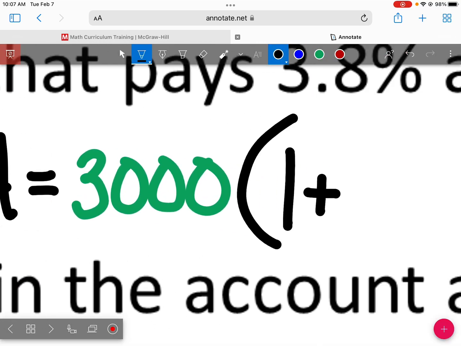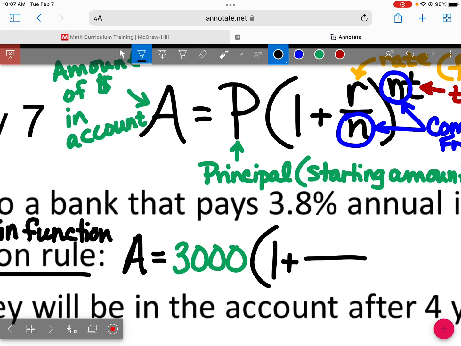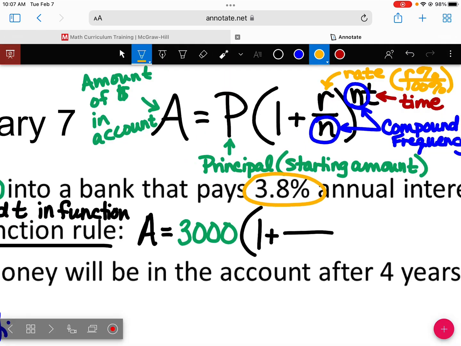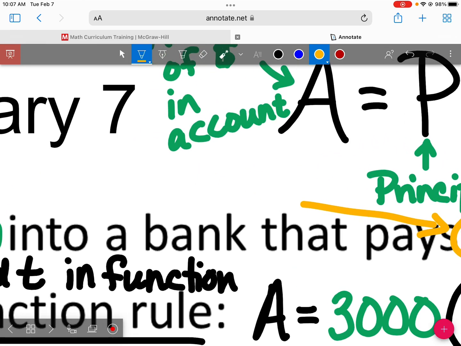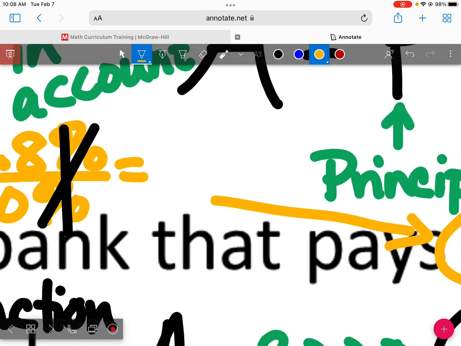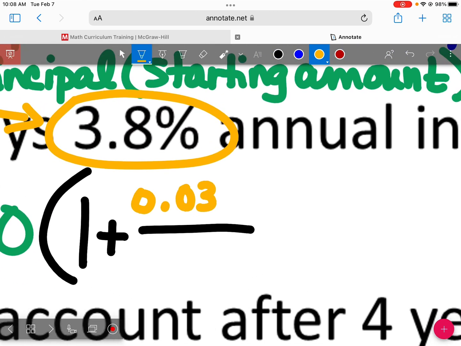It's going to be 1 plus, and then I have this fraction. What goes on the top of the fraction? 3.8, but that has a percent sign in it, so what do I have to do to it first before I can use it? Divide it by 100. So 3.8% divided by 100%. That makes my percent signs cancel, and it's going to leave me with just a decimal. 0.038. This is R. So that goes up on the top of my fraction. 0.038.